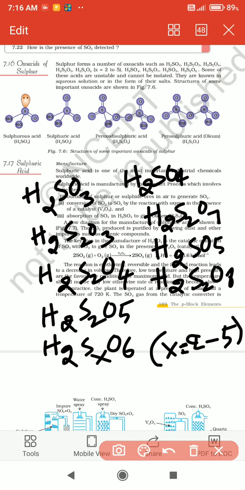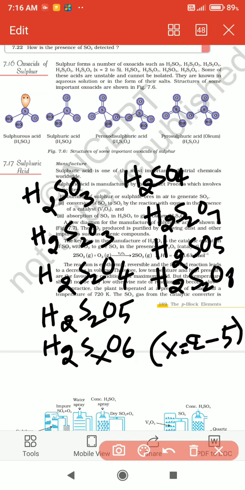These oxo acids are generally unstable and cannot be isolated. They are available either in the form of aqueous solutions or in the form of their salts.